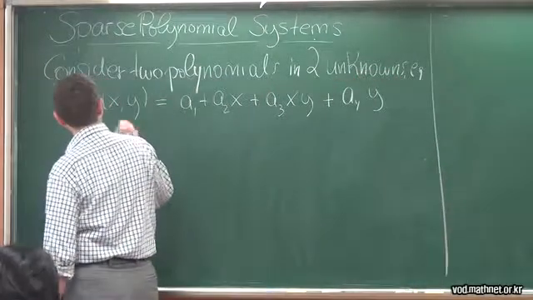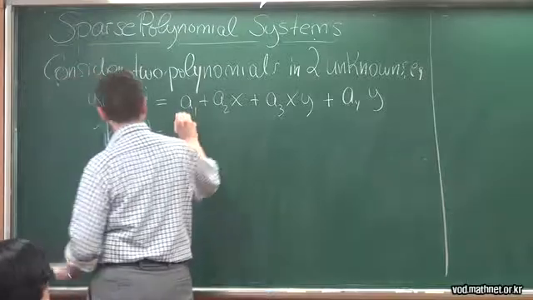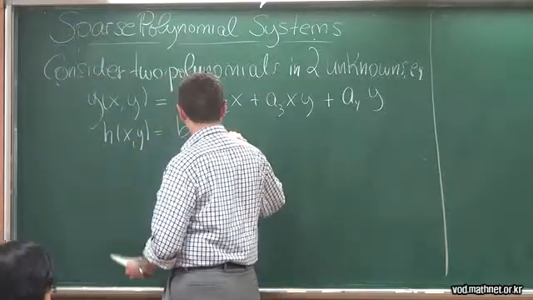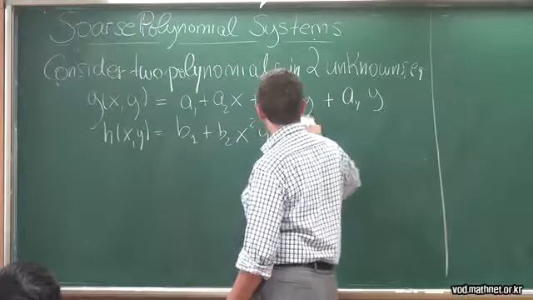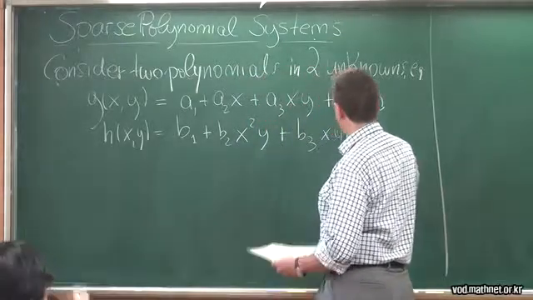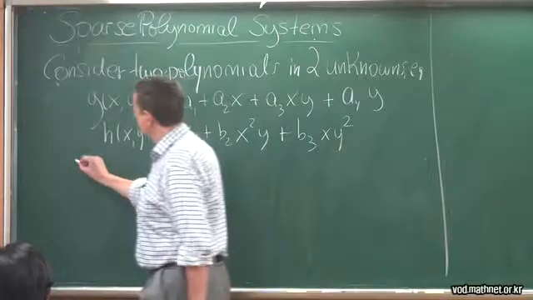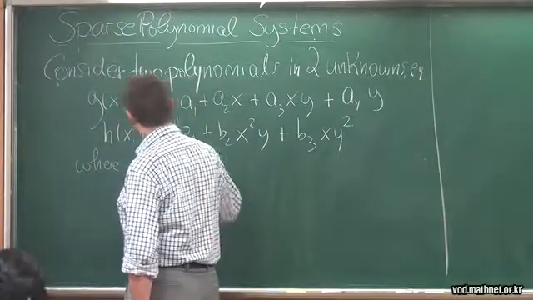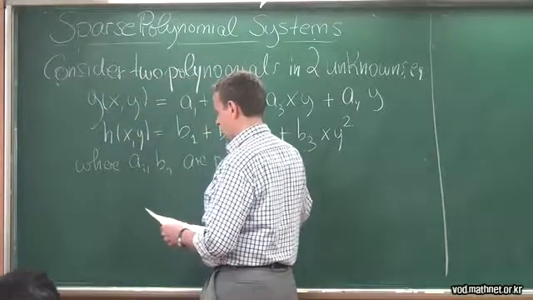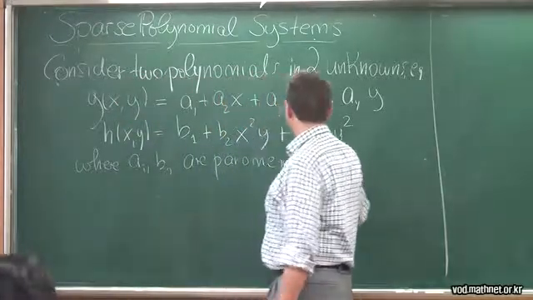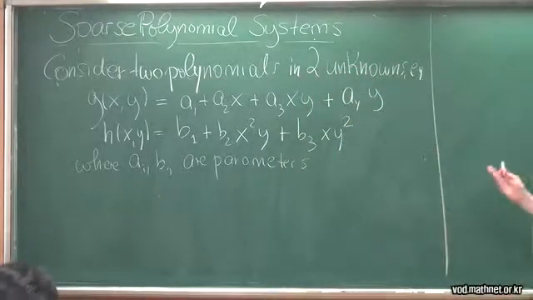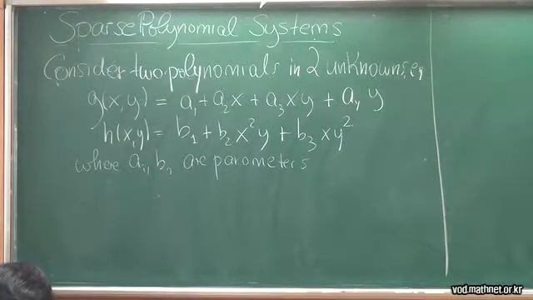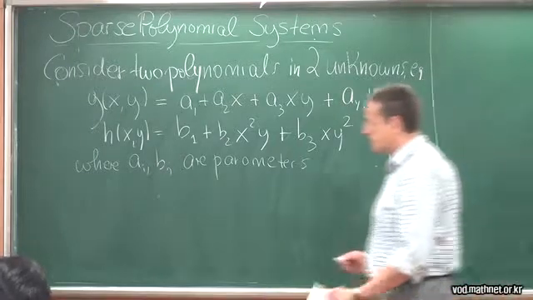And the second polynomial h is b1 plus b2x squared y plus b3xy squared. And the 7 coefficients are parameters. So the ai and bj are parameters. Okay? So the question is, suppose these parameters, these coefficients are random numbers, real, complex, rational. How many solutions does such a system have?